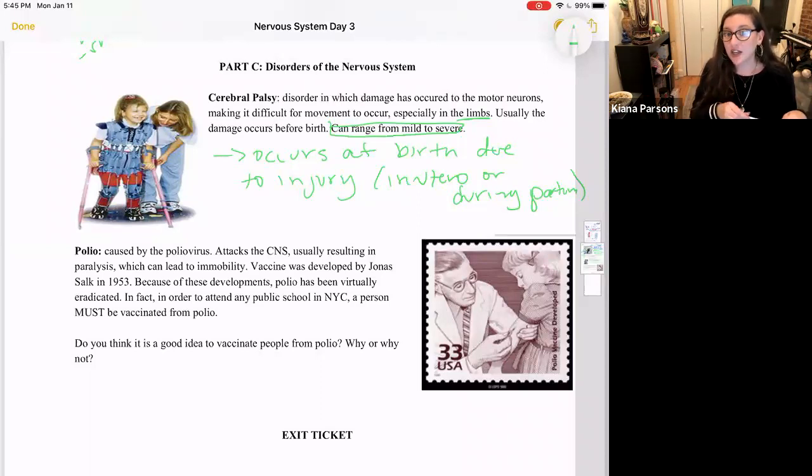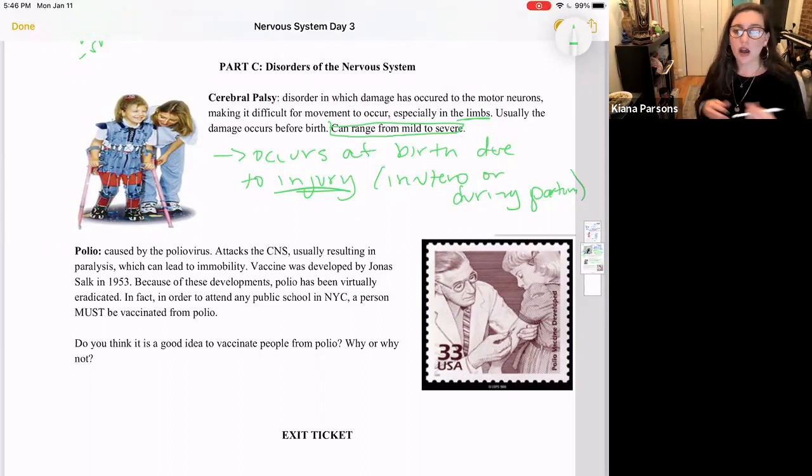he has this condition. However, some people with cerebral palsy cannot walk at all, and they may be bound to a wheelchair. So it's a very large range, and it is to note here that it is due to some sort of an injury, either during pregnancy or at birth. So interesting there, and also very sad for those affected.